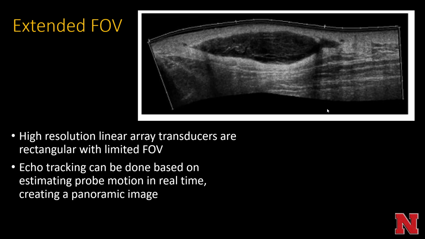This is a high resolution linear array transducer, and most of them are rectangular and have a very limited field of view. If it's 5 centimeters, that's all you can look at is 5 centimeters. Well, we look at masses, we look at fluid collections, we look at hematomas all the time that are much larger than that, and it makes it very difficult to track them serially to make sure they're going away or getting smaller. So what you can do is put echo tracking on in real time that creates a panoramic image, just like on your phone where you're doing a panoramic image of the lovely beach that you're staying on any given afternoon. You can create a panoramic image of, for example, a subcutaneous hematoma, so you can serially follow it and make sure it gets smaller.